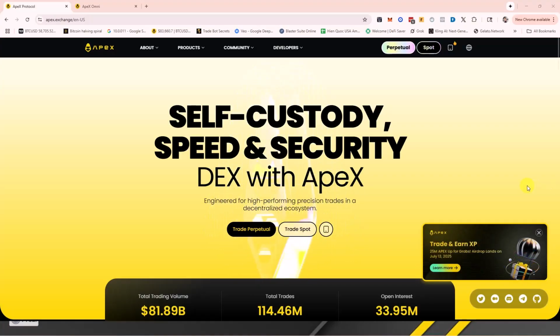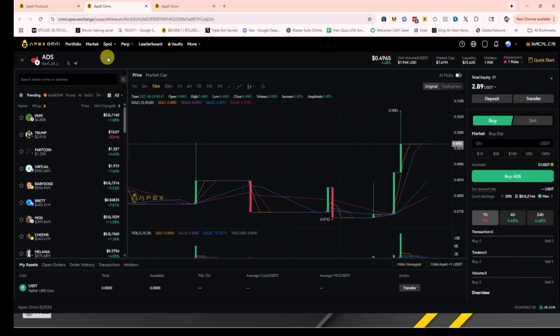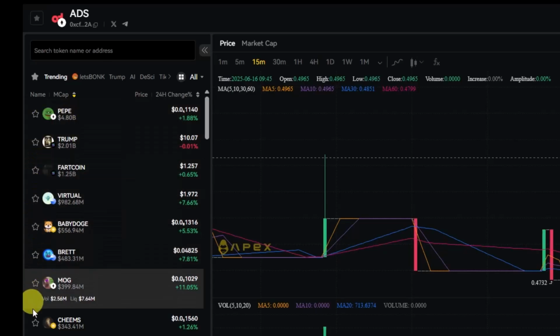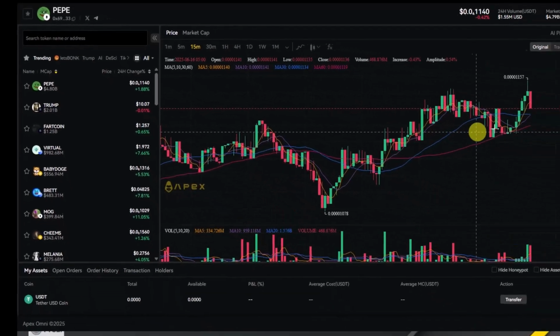All right, when you come to apex.exchange, you'll be able to buy spot here by clicking on spot. Once you're in, you can purchase whichever coin you would like. There are some that are recommended already, and you can find some favorites. Let's say you want to buy some Pepe. There it is. That's the current price.